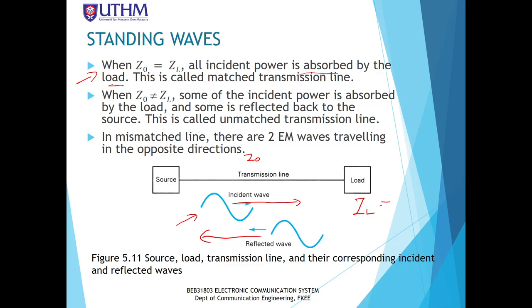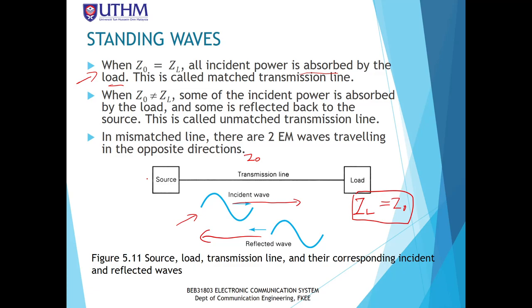So what happens is that if ZL is equal to ZO, there is no reflected wave. Tidak ada reflected wave sekiranya ZL equal to ZO. In this case, we can say it is a matched load where we can achieve maximum power transfer from the source. All of the power transferred from the source will be absorbed by the load.